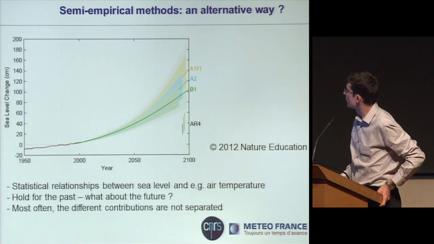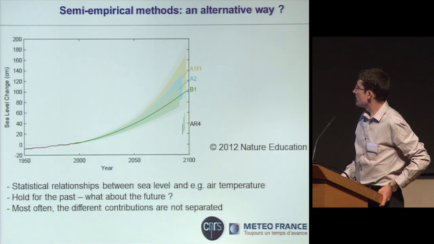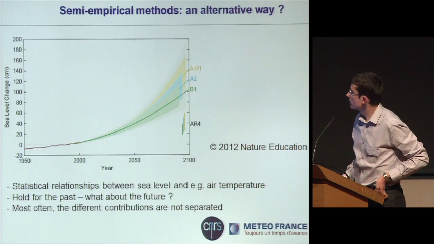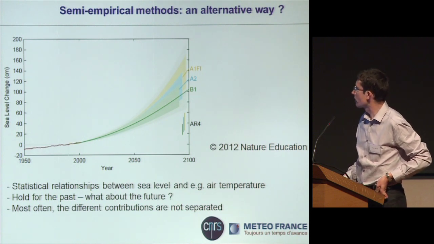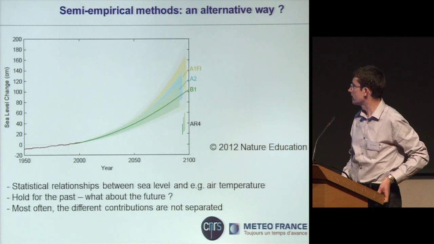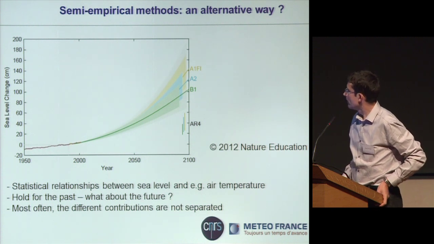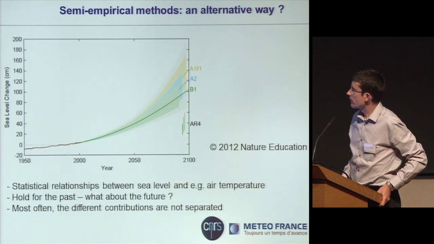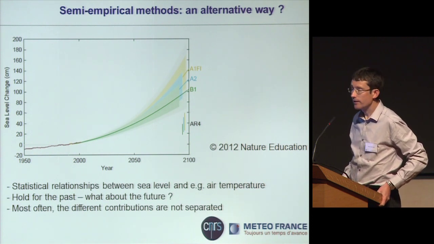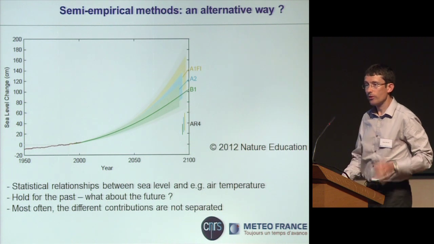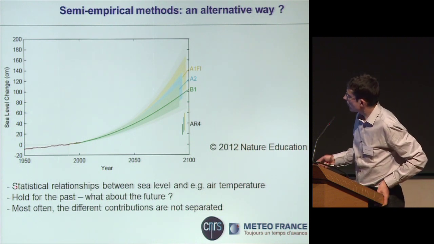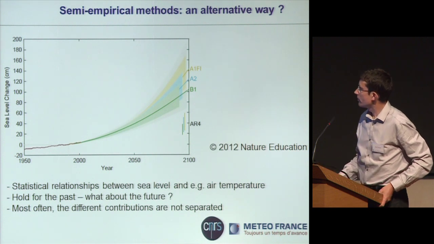What is interesting is that they generally produce a much bigger signal than process-based methods. It's radically different. These methods rely on statistical relationships between past sea level and, for example, a predictor like air temperature. A common criticism addressed to these methods is that they hold for the past, but what about the future?